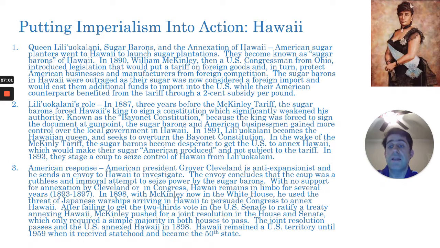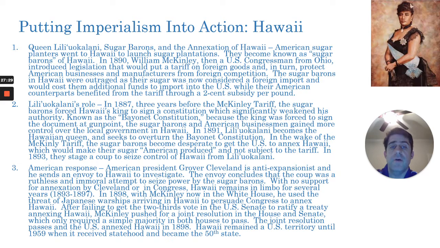So in 1893, the sugar barons get together. They stage a coup to seize control of Hawaii from Queen Liliuokalani and take over Hawaii with the U.S. Marines basically forcing her at gunpoint to surrender her position as leader of the Hawaiian government.